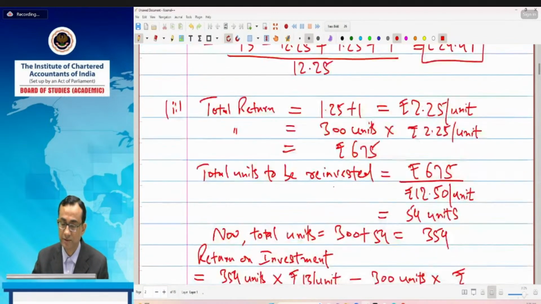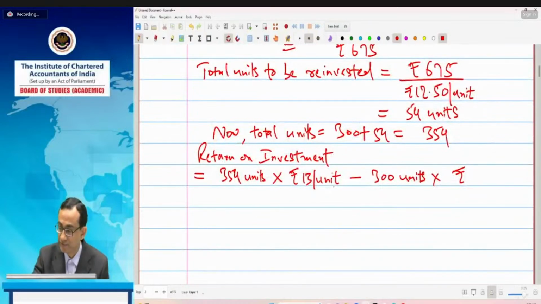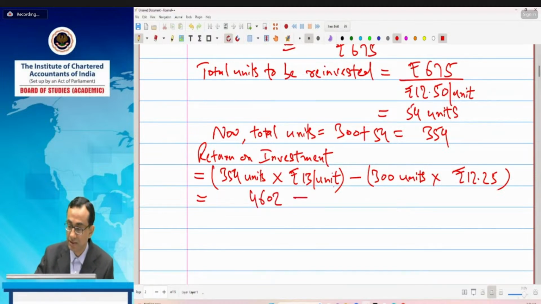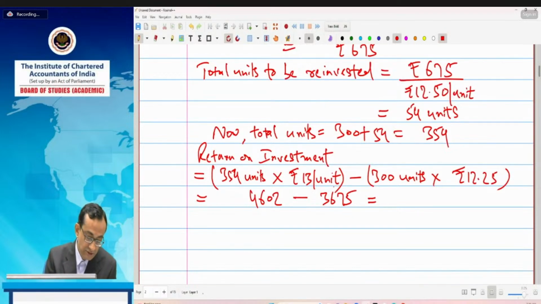Opening NAV per unit was 12.25. Okay, so let us calculate this. Coming to 4602, 354 multiplied by 13. And let us multiply 300 into 12.25. Is coming to 3675. So what is the total return which is coming? 4602 minus 3675. It is coming to 927.